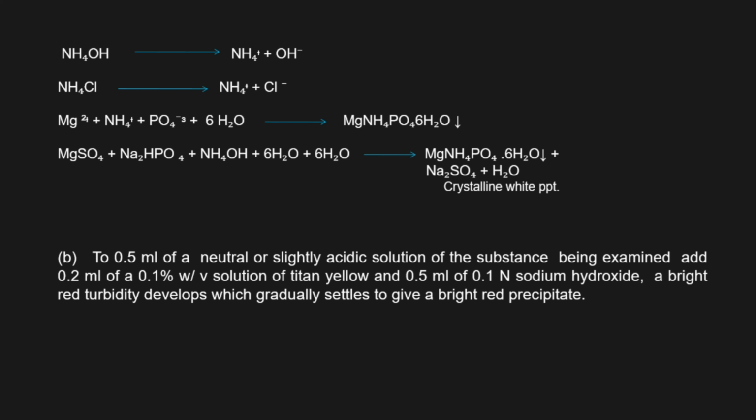The second method for identification is as follows. To 0.5 ml of neutral or slightly acidic solution of the substance being examined, add 0.2 ml of a 0.1% weight by volume solution of Titan yellow and 0.5 ml of 0.1 normal sodium hydroxide. A bright red turbidity develops, which gradually settles to give a bright red precipitate.